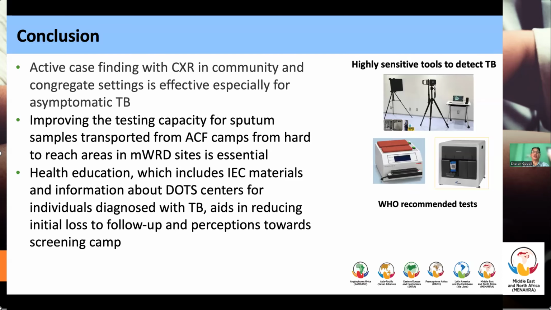And in conclusion, what I would like to say is active case finding with chest X-ray in community and congregated settings is very effective, especially for asymptomatic TB. That is for both bacteriologically confirmed and bacteriologically negative also. Improving testing capacity is critical, because if we expand active case finding, we need a more sensitive tool like mWRD, whose capacity should be increased. The existing capacity is not sufficient for this kind of activity when we go into the community.